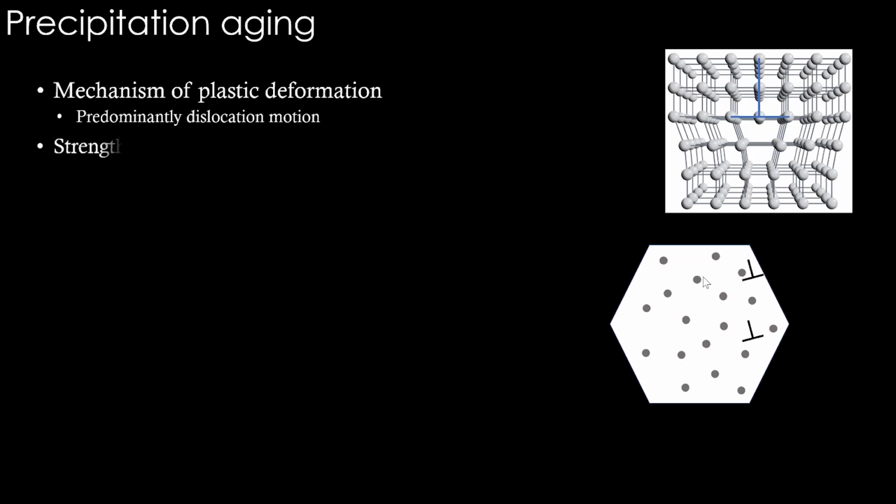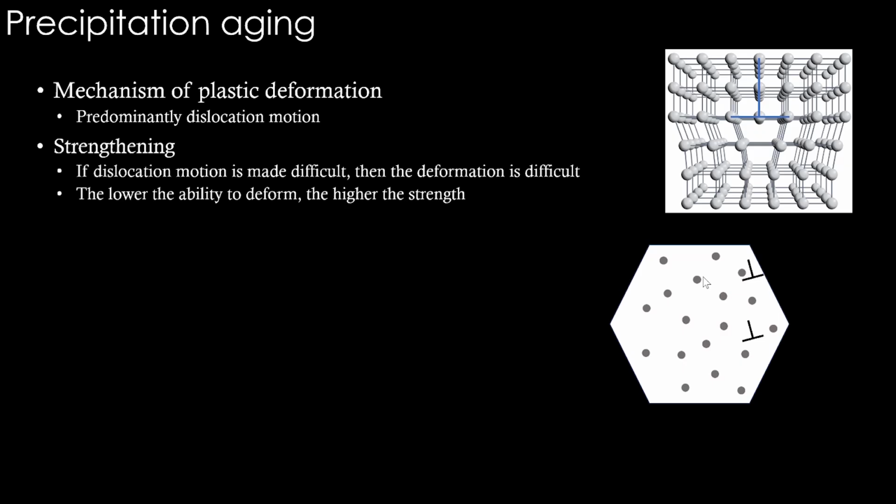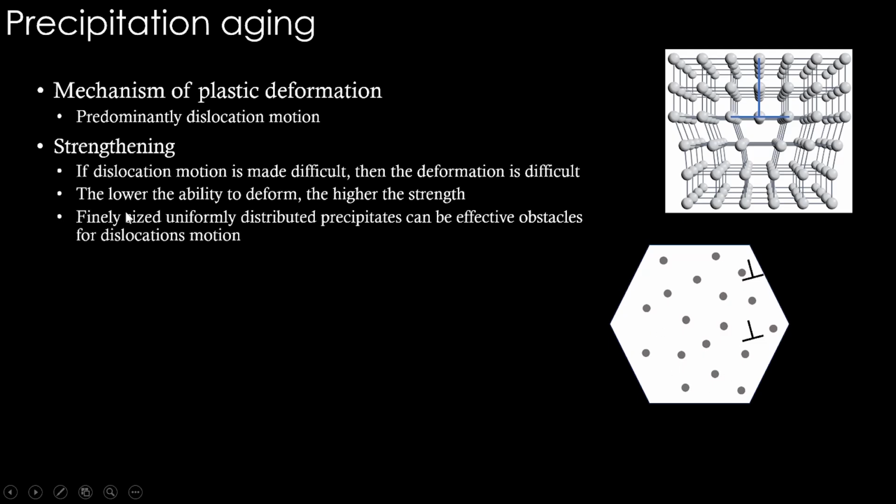So when we say strengthening, we basically mean this: if dislocation motion is made difficult, then the deformation is difficult. The lower the ability to deform, the higher the strength. This is what we try to achieve. We are trying to block the dislocation motion by having these precipitates uniformly distributed. Now, finely sized, uniformly distributed precipitates can be effective obstacles for dislocation motion. How do we achieve this?